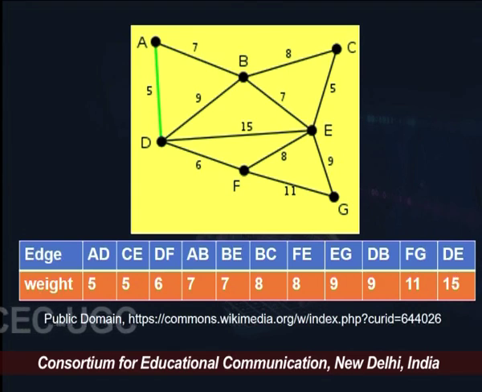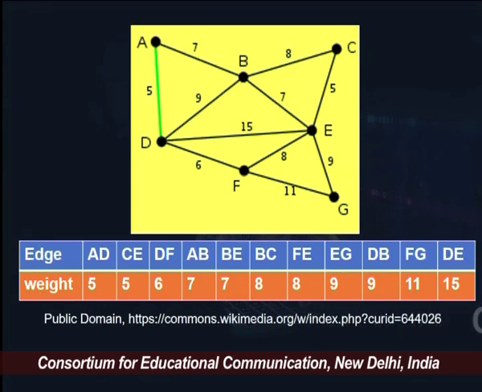So we already have a CE, we already have a BE, that means if you consider that triangle, we have two edges of the triangle, and if we are going to put BC here, then it will result in a cycle. So whatever edges are remaining, that is BC, FE, EG, DB, FG and DE, despite having the minimum weight among them, we are not going to include this BC, because it is going to result in a cycle.